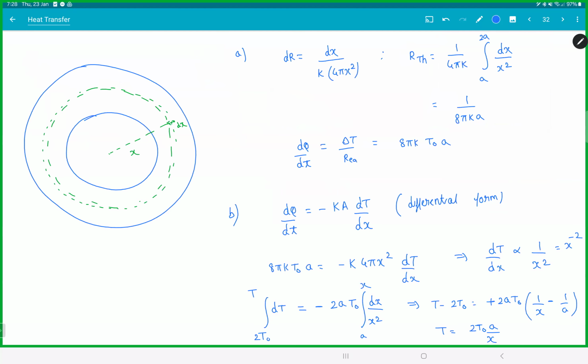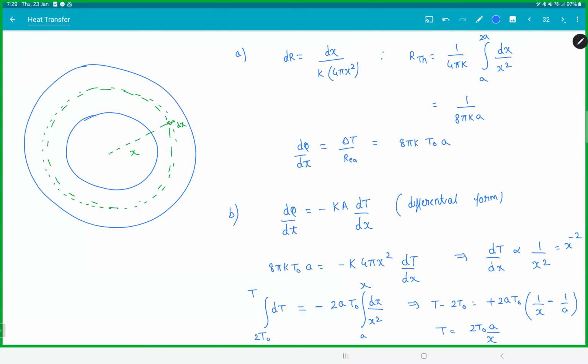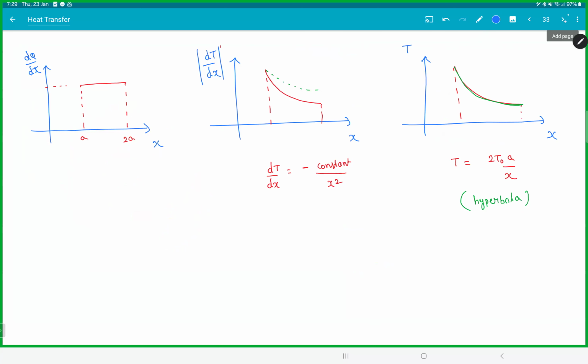All clear with this integration? You should definitely try this again on your own today or tomorrow. These things look like you understood, but when you take this out and solve, you will realize something is missing. Because in the exam, they won't ask like this, they'll change it. They'll say k is equal to k naught x square. Then what will you do? Okay, a new question. I can even change the material of k also. K need not be constant. Clear? Next one.